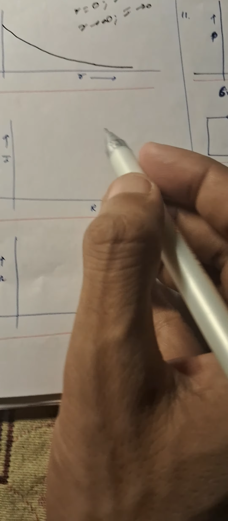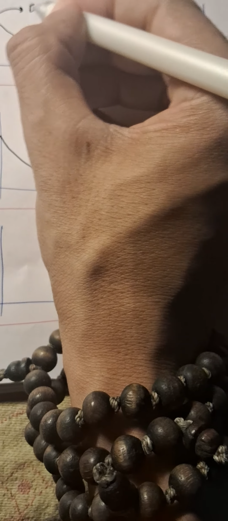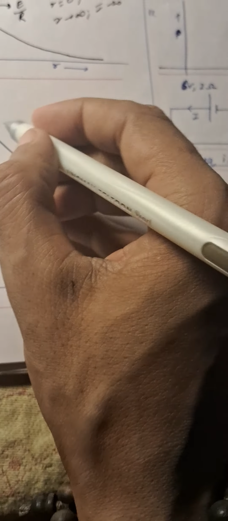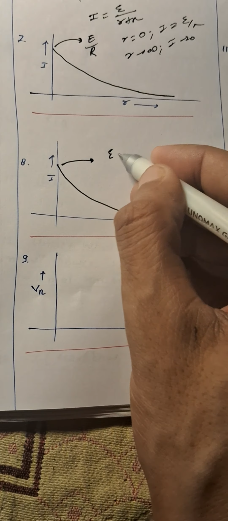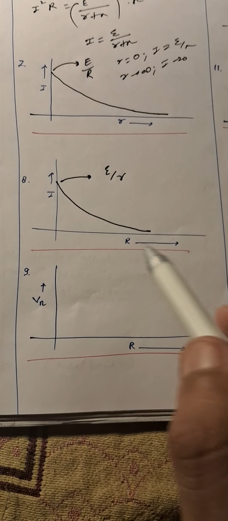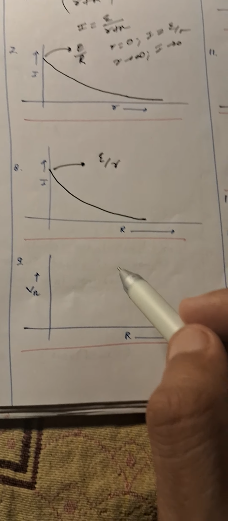Similarly, if you draw the graph between I and capital R, the same graph will be there. It will be like this, and here this point will correspond to E by capital R, and here this point will correspond to E by small r.